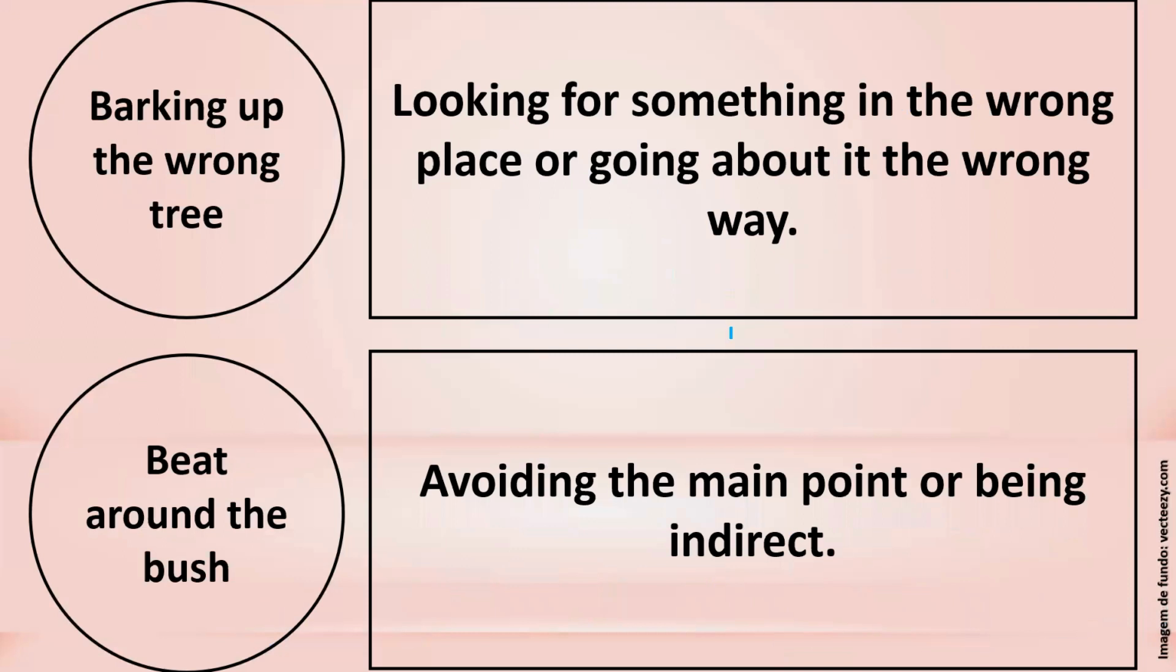Next one. The next one, barking up the wrong tree. So looking for something in the wrong place or going about it the wrong way. The origin of this would be, for example, a dog that chases a squirrel up a tree and barks at it. So he's barking up the tree. But what that means is following the wrong course of action or asking for help from the wrong person.